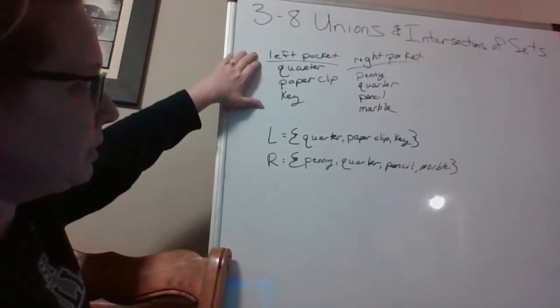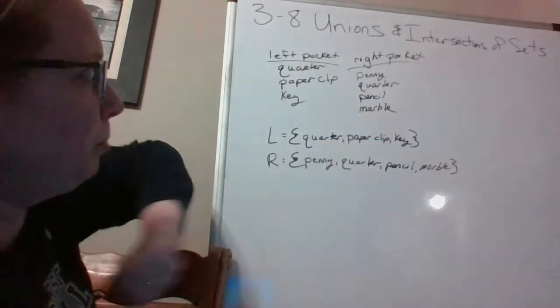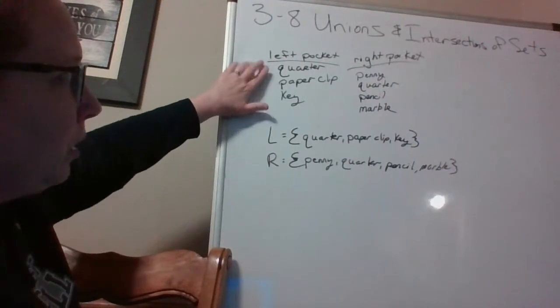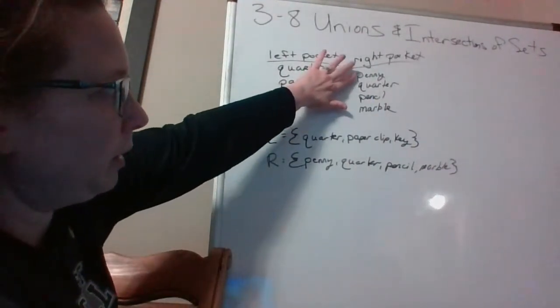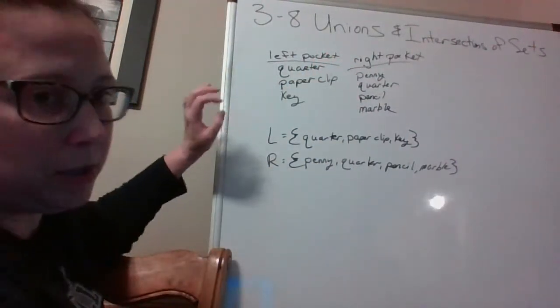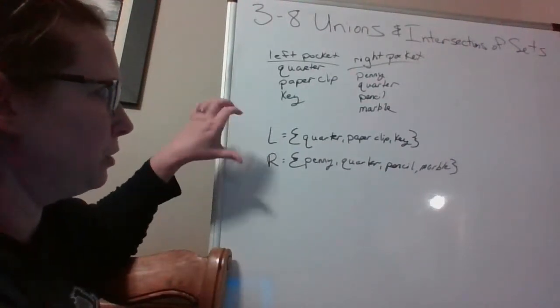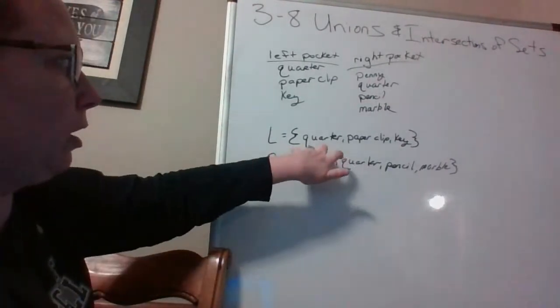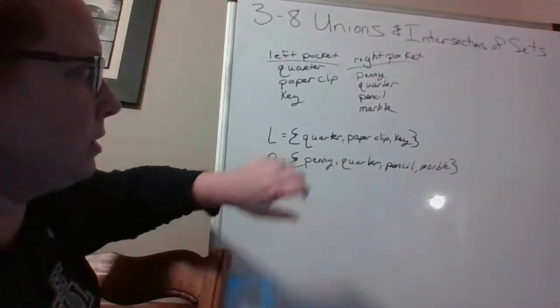One, they give us this example where we have some things in our left pocket and our right pocket. In our left pocket, we have a quarter, a paperclip, and a key. In our right pocket, we have a penny, a quarter, a pencil, and a marble. The first thing that they ask you to do is list out what is in both sets. So we are using a roster form where we're just listing out what's in our sets.